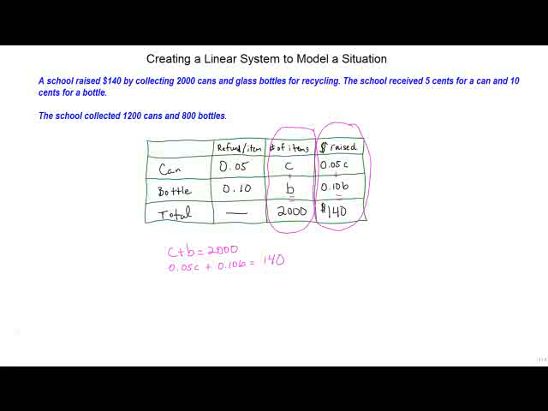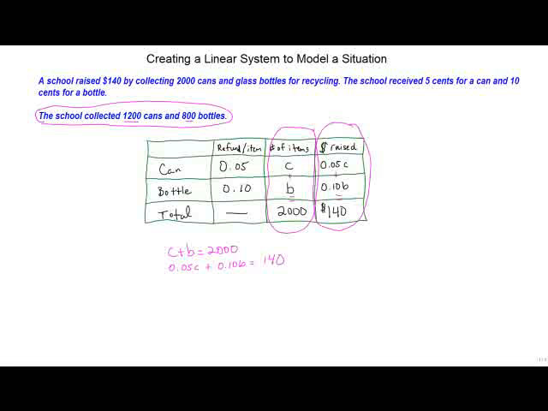So now we're going to verify to make sure that our linear system is correct, and this is where this information comes into play. We know that they collected 1,200 cans and 800 bottles, so we now know the amount of cans and bottles. We initially didn't know that when we were creating the linear system. If we weren't given this information, in order to verify this linear system, we would have to do trial and error, or guess and check, until we came up with these numbers. But since it's given to us, it allows us to verify it much more quickly.